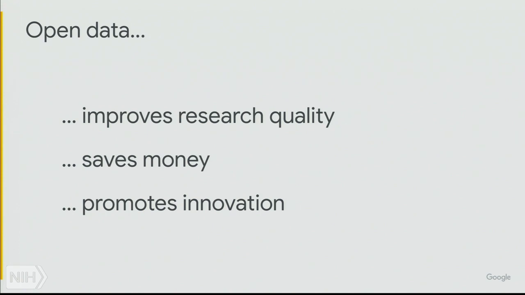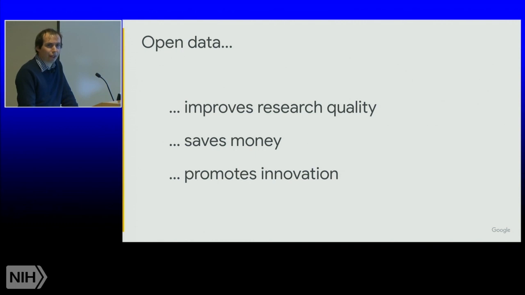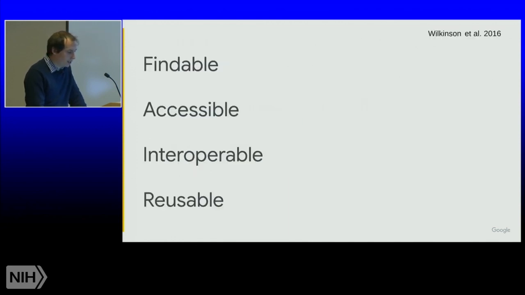And it also allows data produced in an academic environment to be reused in a more commercial environment and leads to commercialization of scientific discoveries. But to think more about open data and data sharing, it's good to have a framework. And Wilkinson and others proposed a framework called FAIR, which is an acronym for Findable, Accessible, Interoperable, and Reusable.